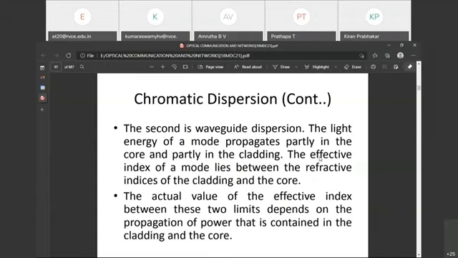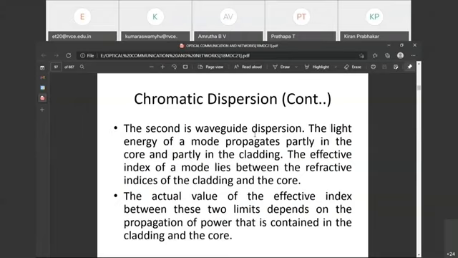So that will lead to the chromatic dispersion. So the next one will be, you consider that two modes are now traveling. That is, you have the chromatic dispersion. So one will move with one speed because of the refractive index of the medium. The other one will travel with another speed because of the wavelength to the refractive index.